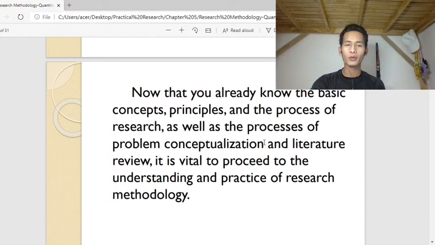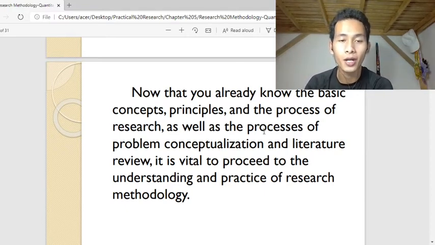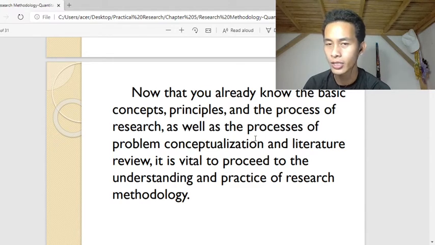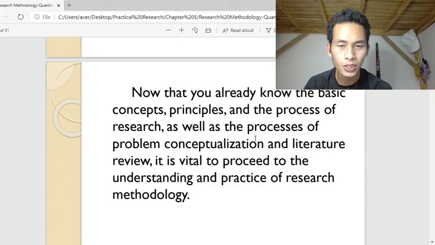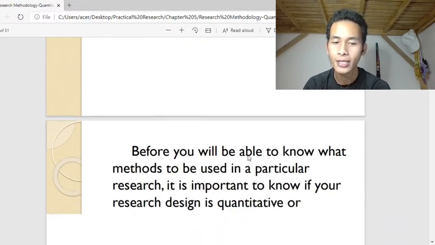Now that you already know the basic concepts, principles in the process of research, as well as the processes of problem conceptualization and literature review, it is vital to proceed to the understanding and practice of the research methodology. Diba? After research conceptualization, research title formulation, problem conceptualization, literature review, now we will proceed to the next part of the research writing, that is establishing or emphasizing the research methodology. How are we going to conduct the study?